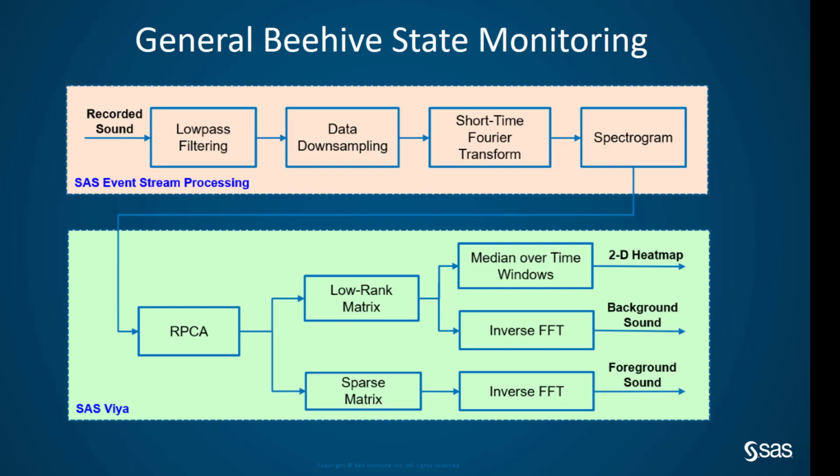The next step is to apply robust principal component analysis, RPCA, to the spectrogram to generate a low-rank matrix and a sparse matrix. Features can be extracted directly in the frequency domain by calculating the median over short time windows to generate a new two-dimensional heat map, or we can apply the inverse Fourier transform to the low-rank matrix or the sparse matrix to retrieve the background sound or foreground sound of interest.